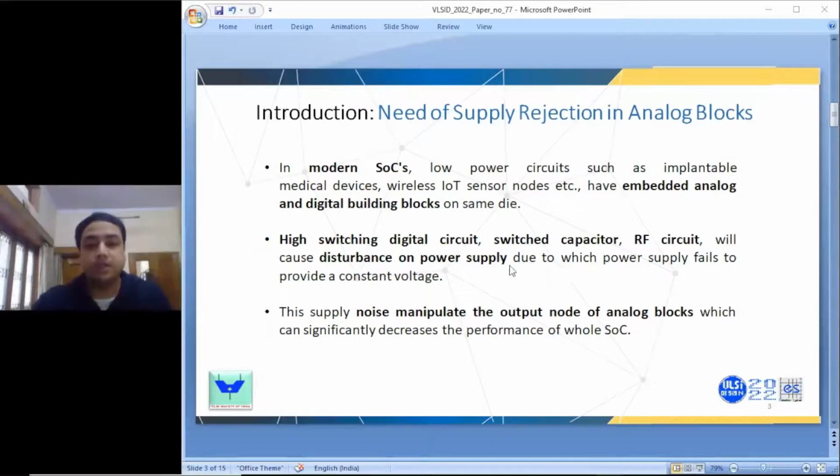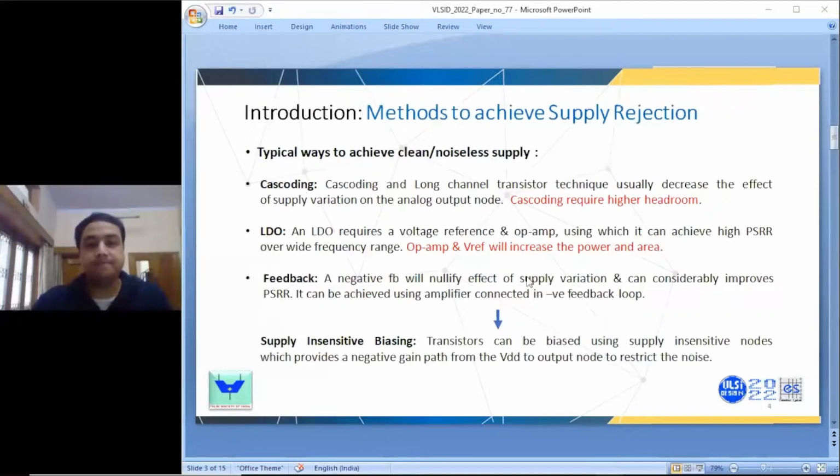Due to this switching, the power supply can't maintain a fixed voltage. And this power supply we are also providing to the analog blocks, and if our analog block doesn't reject those supply noise, this noise will come to the output of the analog blocks, which is not desirable, right? So that's why we need good supply rejection in analog circuits. So all those noise can be filtered out, or rejected from the analog blocks, right?